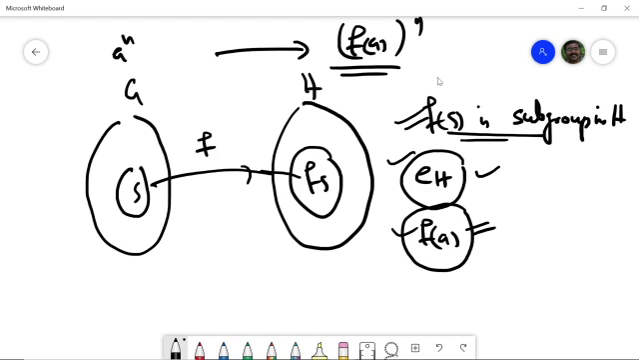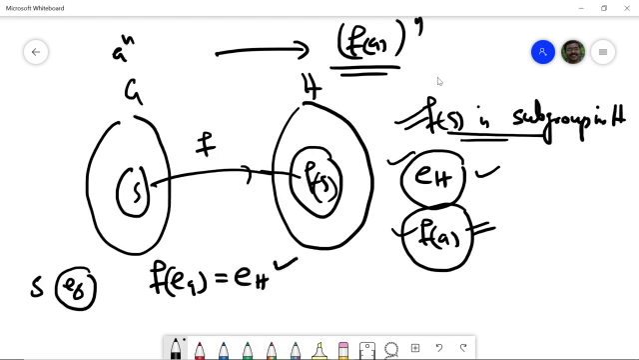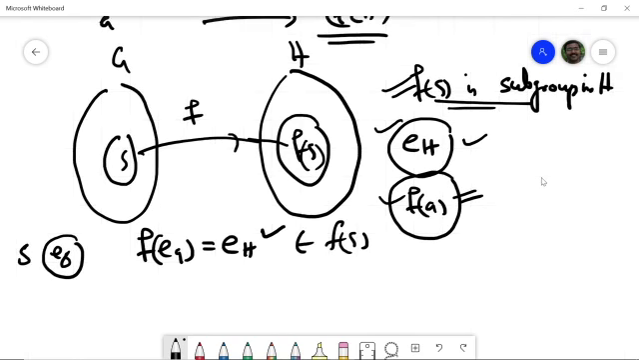Very simple. Okay, so how will we show that identity is lying there? First of all, S is a subgroup in G, so S will be containing E_G, the identity of G. So if I take f of E_G, it will actually be lying in f of S by definition. And what is f of E_G? It is nothing but the identity element of H, which means that it is there in f of S. So our first mission is accomplished. The identity element of H is already there in f of S.